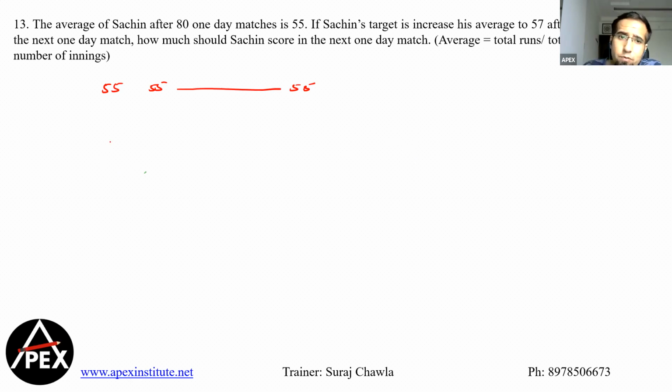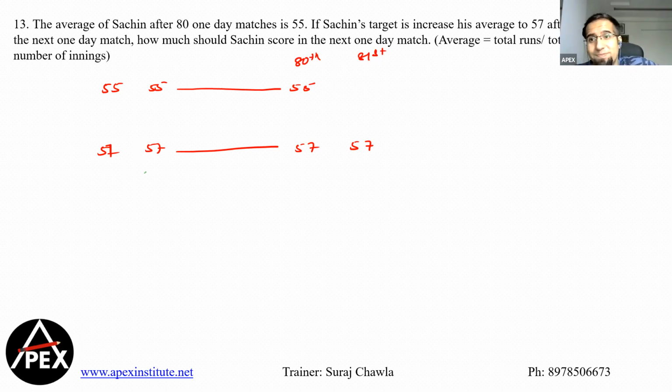Okay, and in the final score what did he get? 57, 57, 57 and an extra 57. Is that understood? Everybody, is this clear? This is my 80th one day match, and this is my 81st one day match. Is this clear, guys? When I ask you, is this clear, I want a yes or a no.